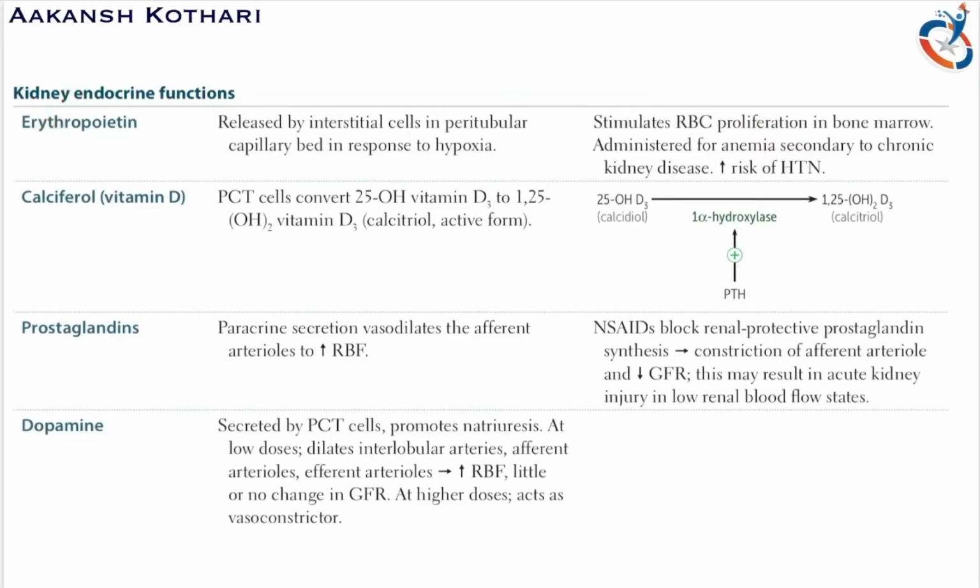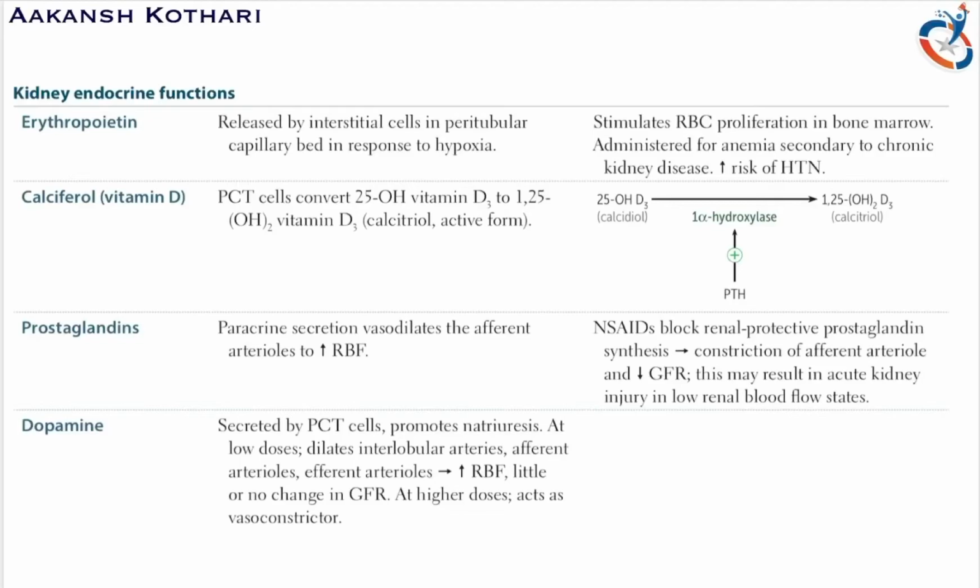Now let us talk about calciferol, that is vitamin D. Okay. So what does kidney do in functions of vitamin D? It converts calcidiol, that is 25 hydroxy vitamin D, into calcitriol, which is 1,25 dihydroxy vitamin D. So it converts calcidiol into calcitriol by an enzyme, that is 1-alpha hydroxylase.